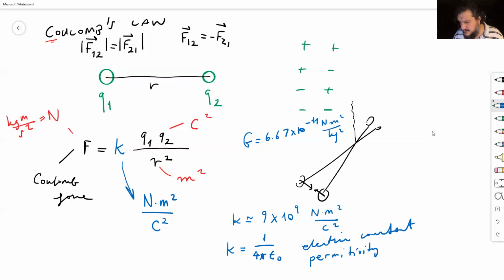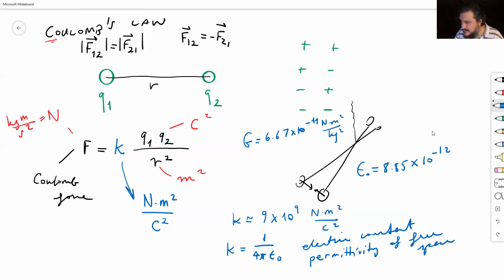Permittivity of free space. Okay, you can do the math. I mean, you can multiply this by 4 pi and then take the inverse. So that is 8.85 times 10 to the negative 12, I believe. You can do the math, okay? Just multiply K by 4 pi and take that number and find the inverse of that number.